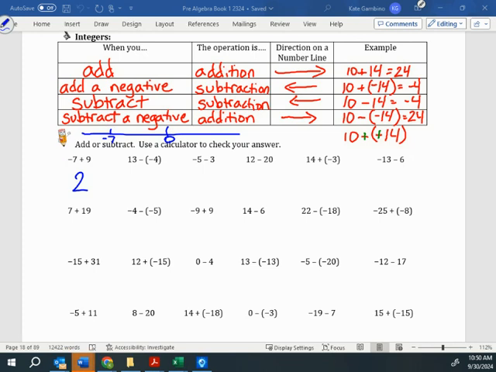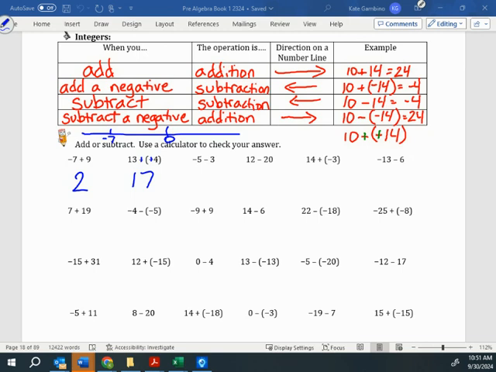What is 13 minus negative 4? Harper? 17. Because I know that minus a negative, I'm actually adding, so it's 13 plus 4. 13 minus a negative 4 is the same as saying 13 plus 4. So whenever you see minus a negative, you can change it to adding that positive.